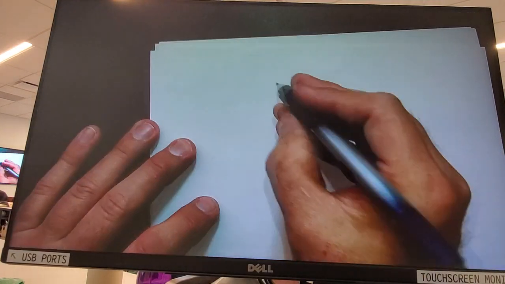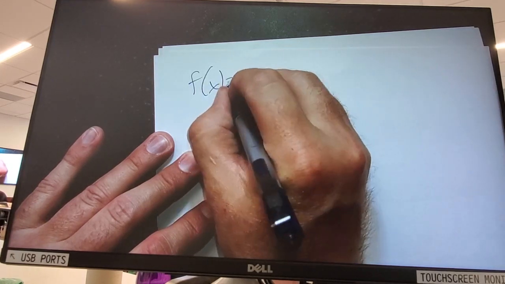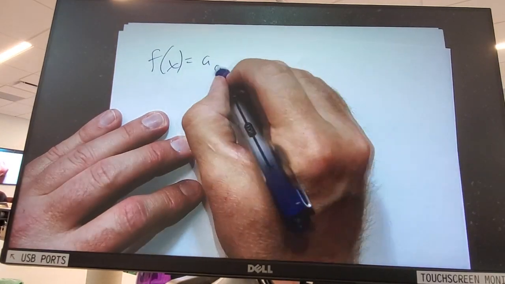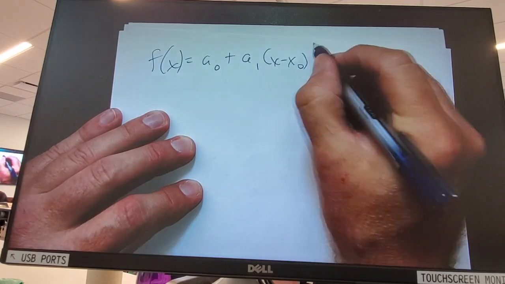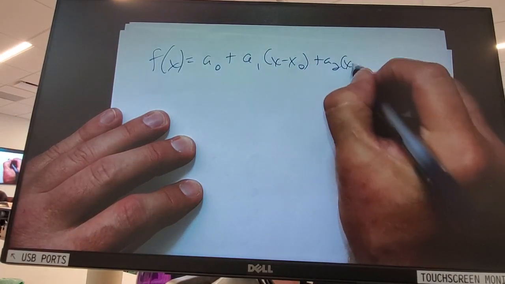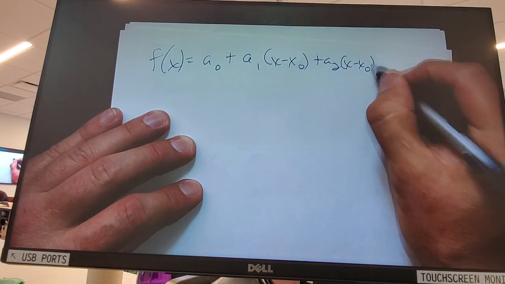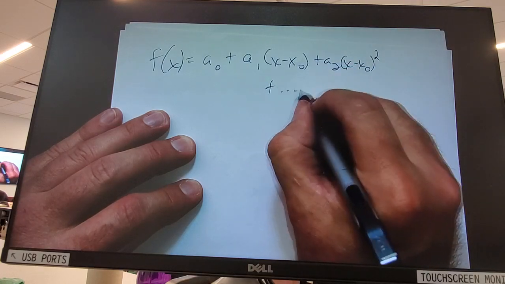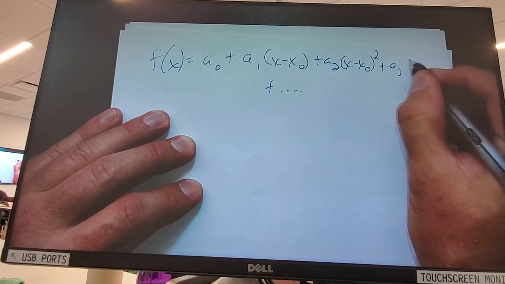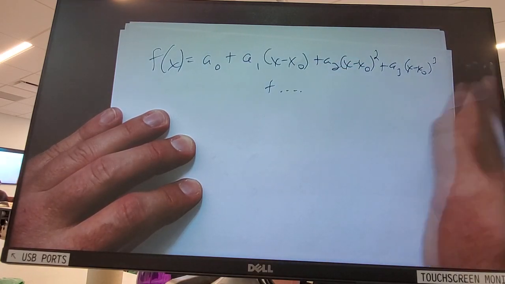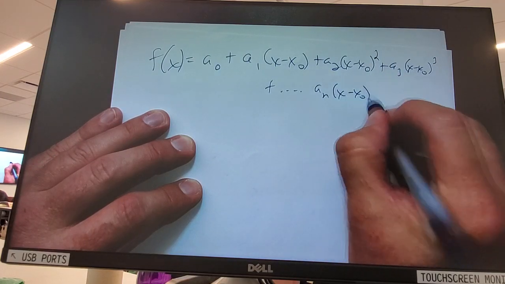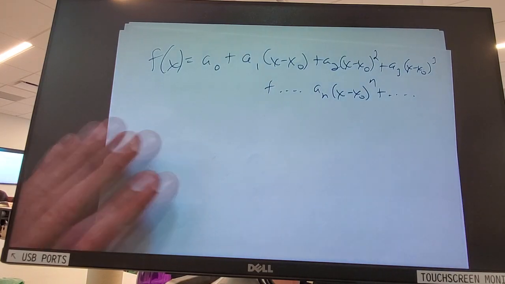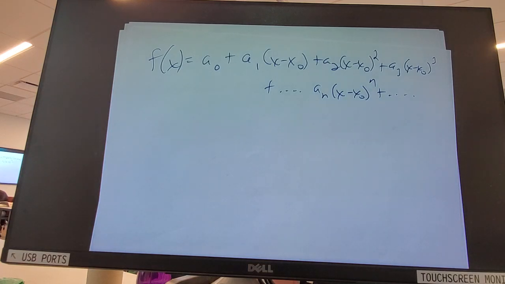So if I start with, I want this to be true, what I'm about to write down. I want these two things to be equal. Well, let me do 3. Yeah, we're going to need 3. And then I go dot, dot, dot, an x minus x naught to the nth plus dot, dot, dot. And it goes forever, yes? It's an infinite polynomial. You guys with me?